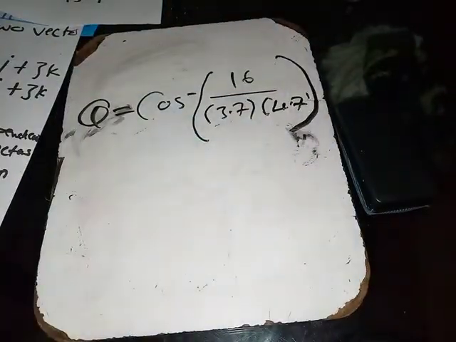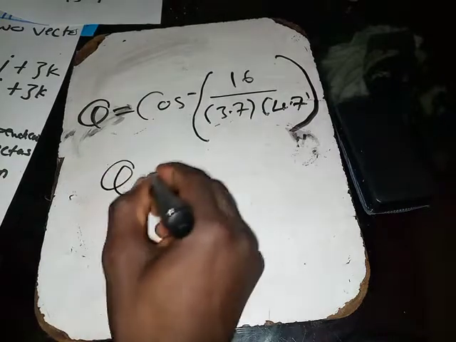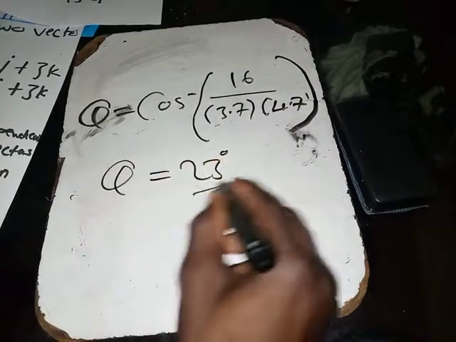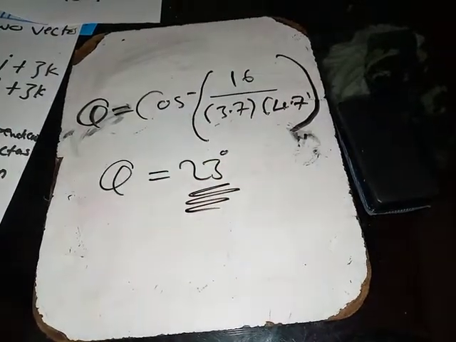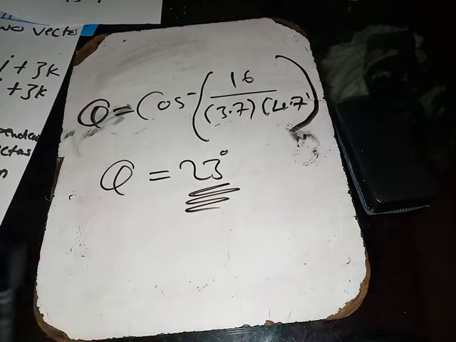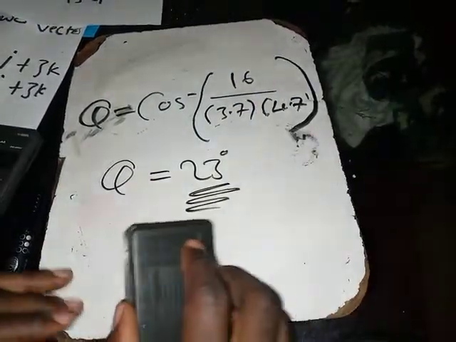Okay, so when I punch on my calculator, I'm getting something like 23.06, which is just 23. So the angle is 23 degrees. This is the angle. Simple stuff. Just punch at once, you find the answer. That's all about it. All right, I hope there are no questions.